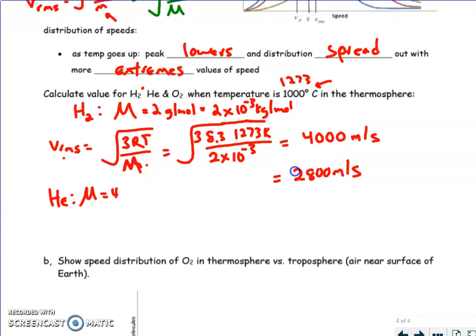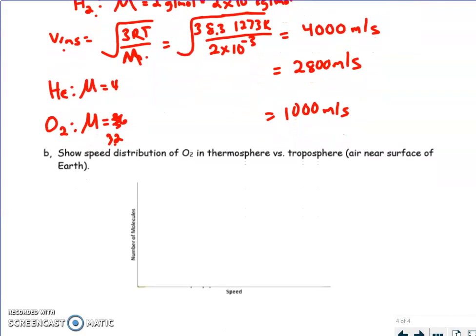And then for oxygen, O2, diatomic oxygen, the molecular mass is 32, right? One oxygen is 16. Whoops, that should be 32. And 32 is 16 times greater than the H2, so 1 over square root of 16 is 1/4, so that's going to be about 1,000 meters per second. Okay, so that's pretty significant. We've got a 4-fold difference for the lightest of the molecules.